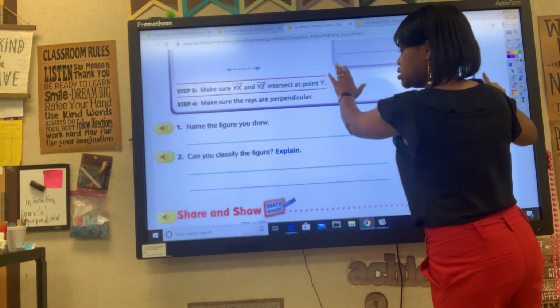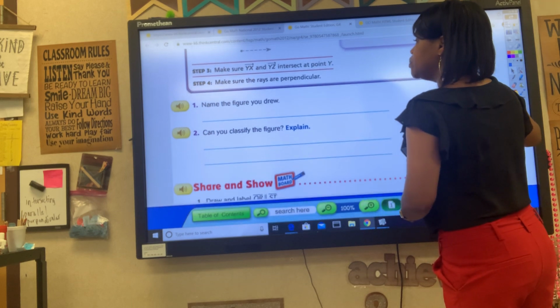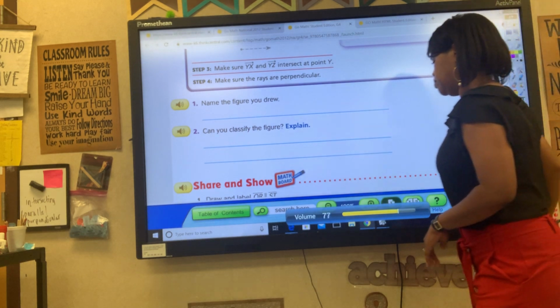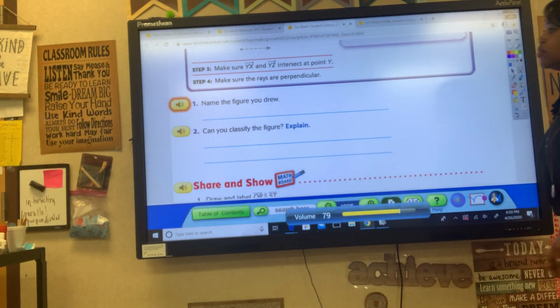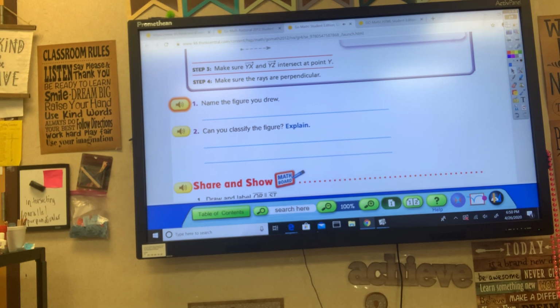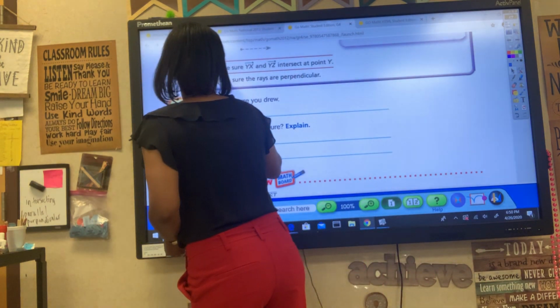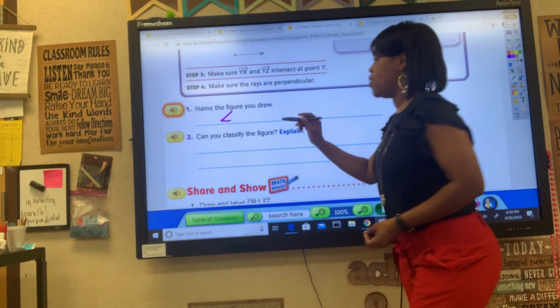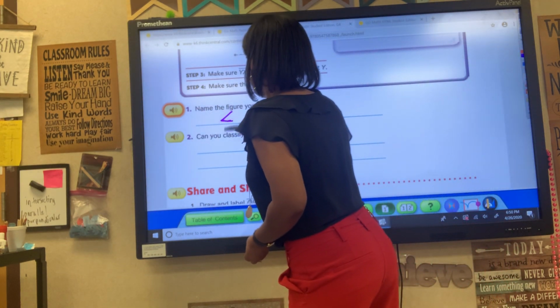Let's answer questions 1 and 2. One, name the figure you drew. So let's name the figure that you drew. Think about what it is. One of the important parts you would have learned is this symbol. They haven't shown it to us yet today. We would have gotten it in a lesson prior to this one, but this symbol is for angle.